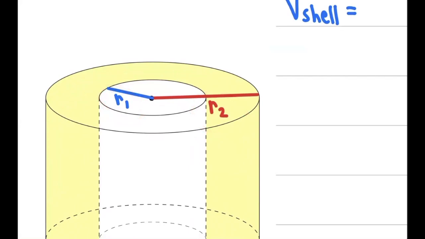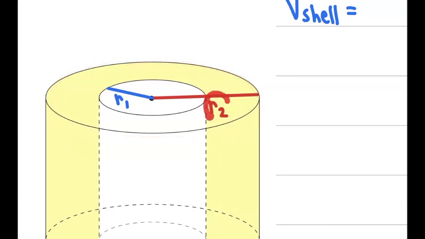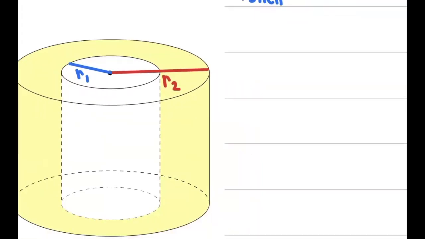It's the radius of the large cylinder versus the radius of the smaller cylinder. I'm just trying to write them differently, to differentiate. So yeah, the volume of the outer cylinder right here is pi R2 squared times the height.